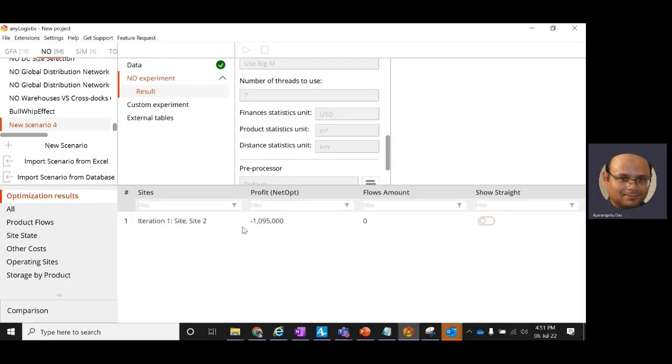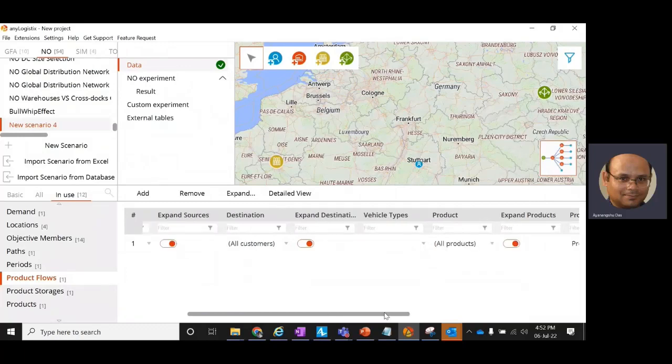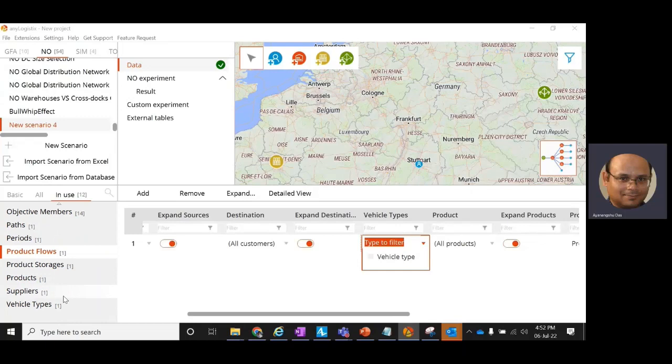What we see over here is that there is a negative profit and there is no flow. That is, in the supply chain, between the entities that we have created, there is no flow of products. And we select a vehicle type. By default, ALX has created a vehicle type, so we will select the default vehicle for the time being.